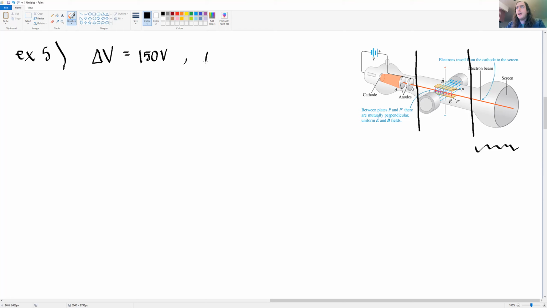The voltage here is, let me actually not write delta V, let me write V because that's what's drawn in the figure. In the figure, it's V right here. So V is 150 volts. The electric field over here in the second region, in the middle region, is 6 times 10 to the 6 newtons per coulomb.